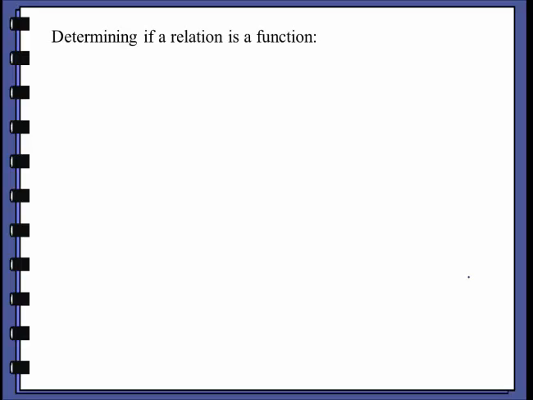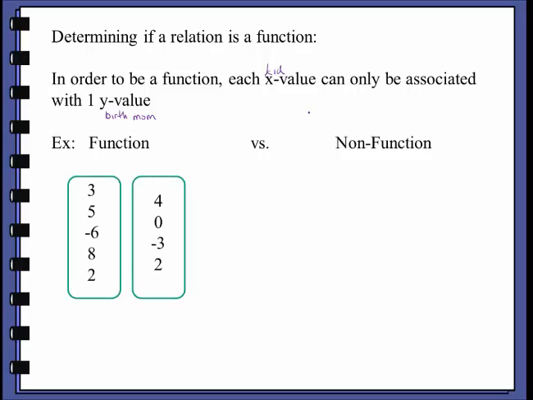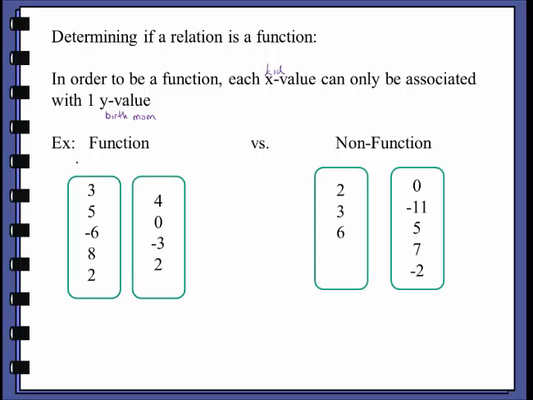Determining if a relation is a function or not. In order to be a function, an x value can only be associated with one y value. So again, this would be a kid, and this would be like a birth mom. So every child can only be born from one person. So if we have a function versus a non-function, we have our domain and our range in both sets. Okay, domain and range.